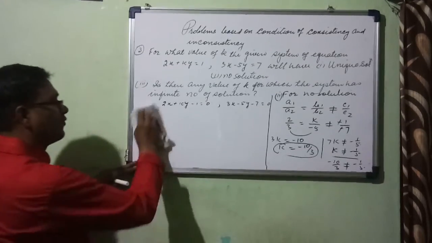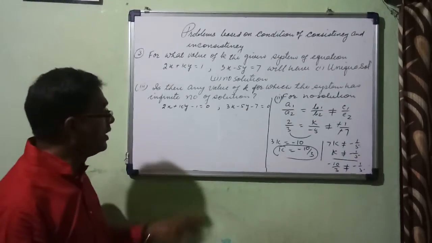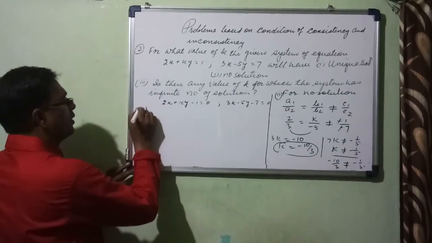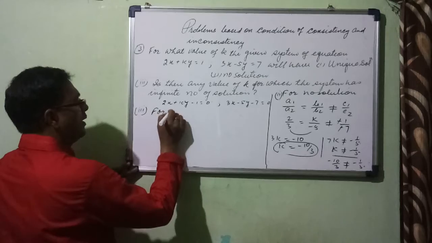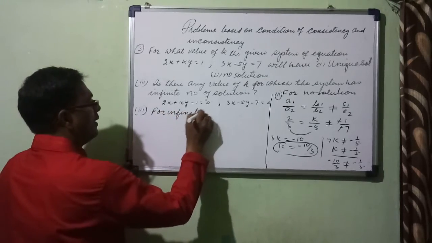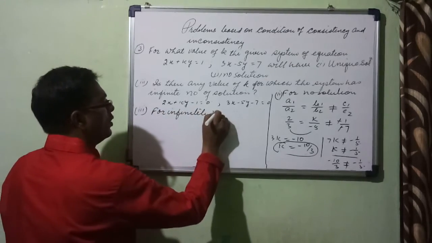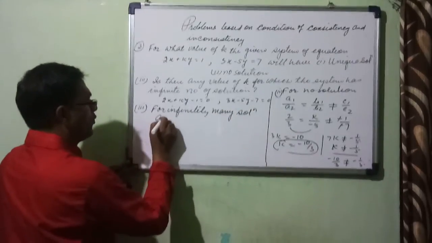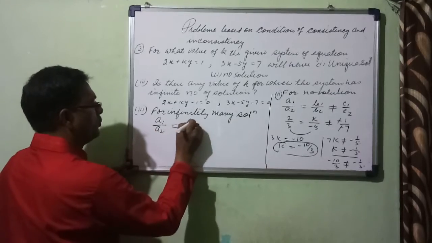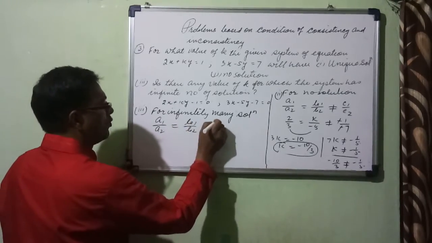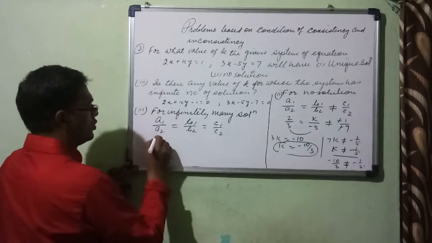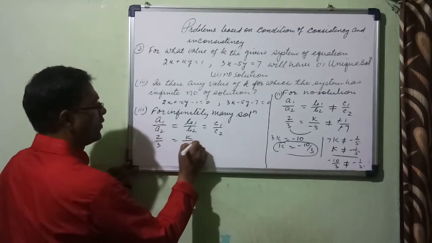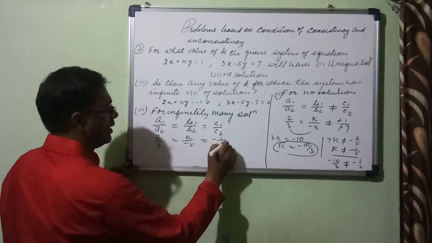And then we have the other one, the third case. You are asked to check whether there is any value of k which will give you infinitely many solutions or not. What is the third case? For infinitely many solutions, you can have a1 by a2 is equal to b1 by b2 is equal to c1 by c2. So 2 by 3 is equal to k by minus 5 is equal to minus 1 by minus 7.